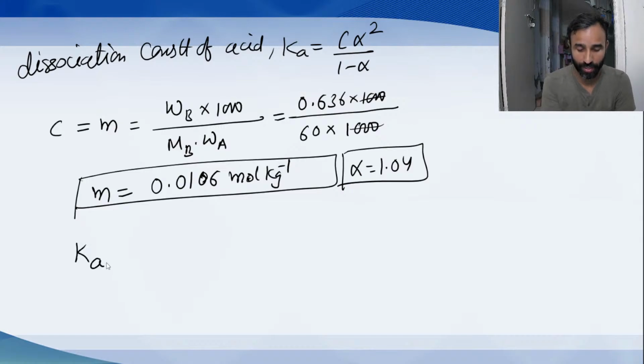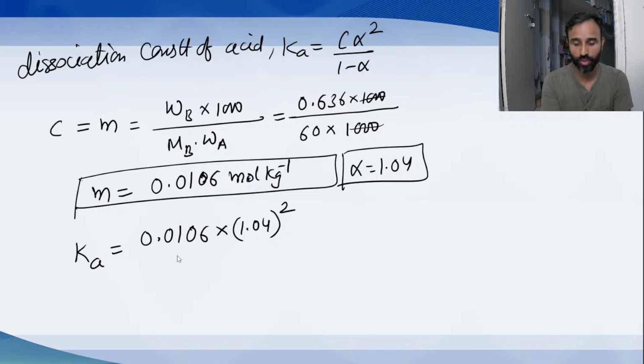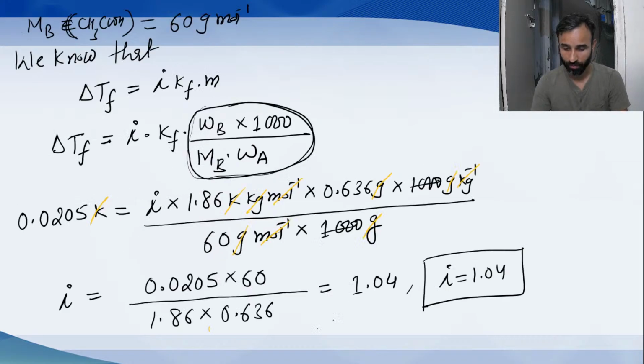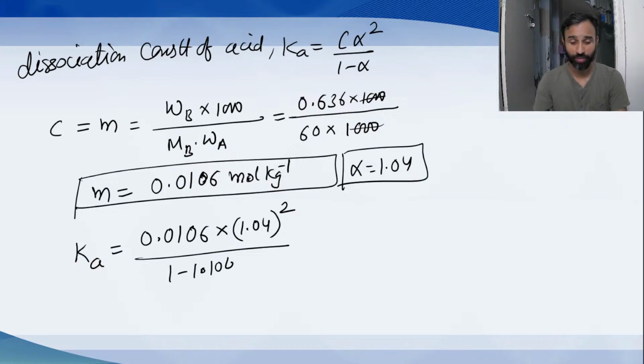So Ka equal to 0.0106 into 1.04 whole square divided by 1 minus 1.10. Sorry, somewhere we went wrong. We have calculated i, not alpha, sorry.